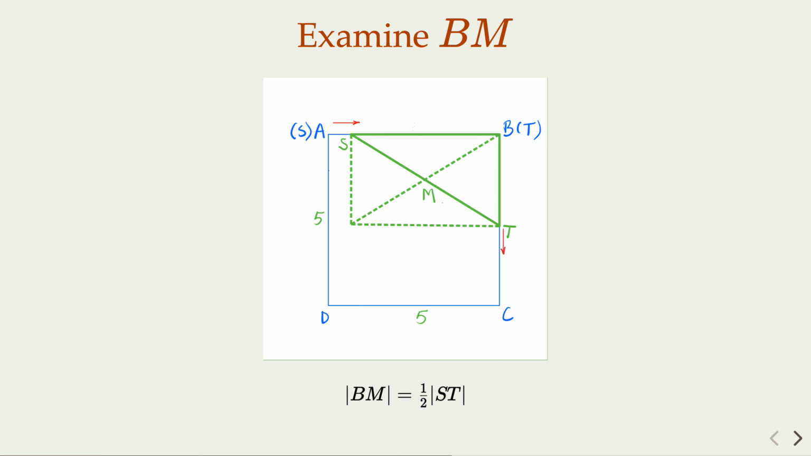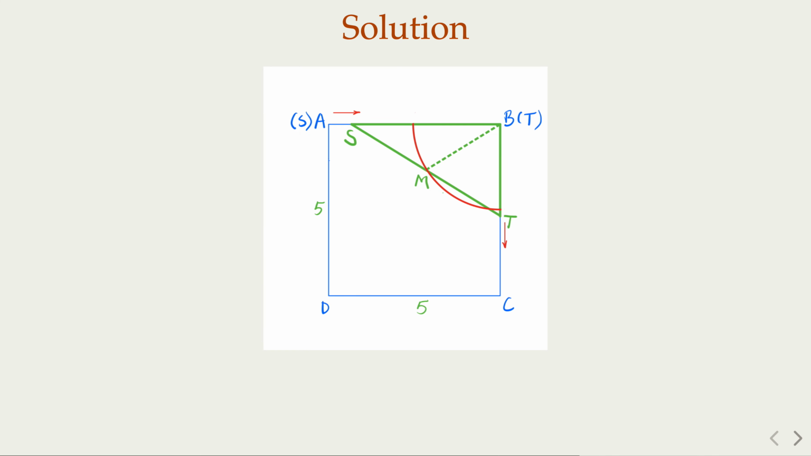What does it mean? The distance of M to B is a constant. In other words, M is going to be on a circle centered at B with radius 2.5 in this case, right? So that's what we have. Now the trajectory is clear. It is a quarter of a circle from the midpoint of AB moving to the midpoint of BC along a circle centered at point B.